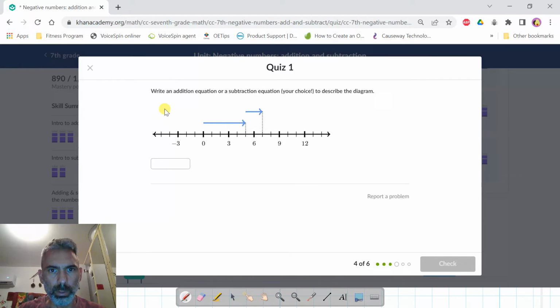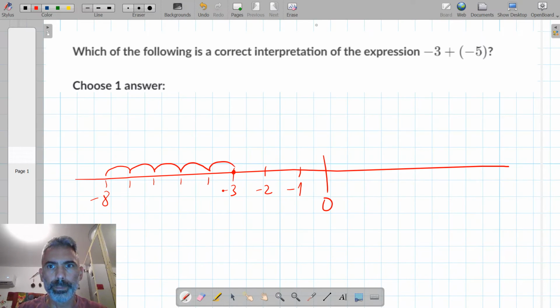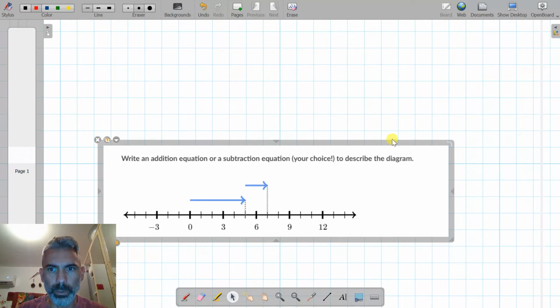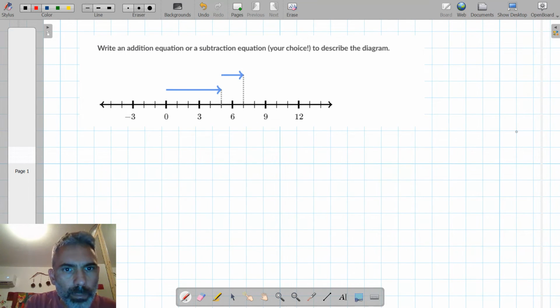Write an addition or a subtraction equation to describe the diagram. So let me copy the diagram to the board. And let's see. The first step is taking 5 steps to the right of 0. So we begin with 5, and then we add 2 steps, and we end up at 7.